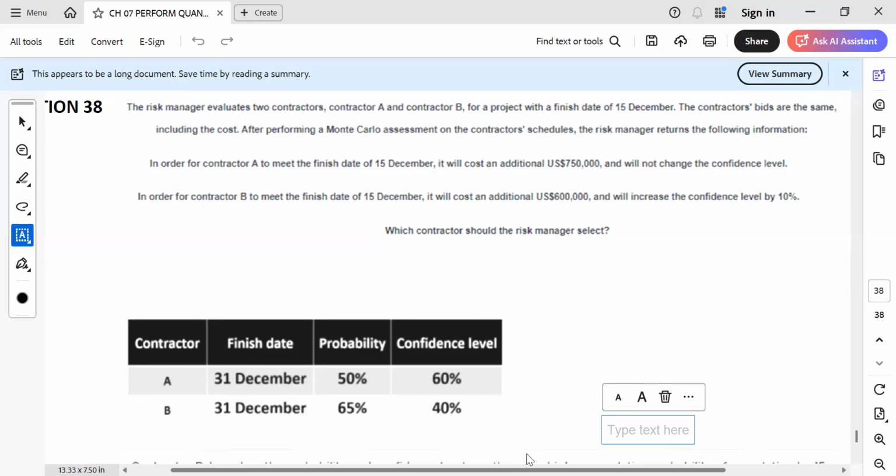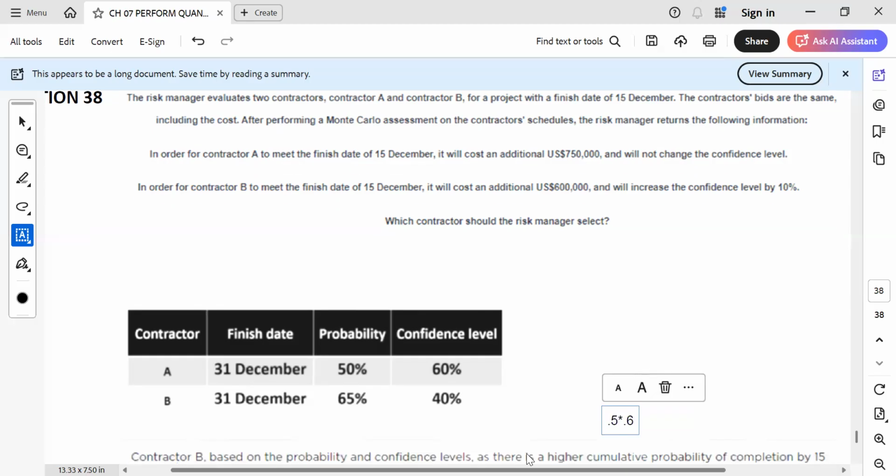So, how will we calculate? I have the probability for option A and option B, based on cumulative probability and confidence level: 50% probability and 60% confidence level. What will be the answer? Option A: 0.3, right? If we multiply 0.6 with 0.5, it will give 0.3, right? And for the second one, 0.65 multiplied by 0.4. Why 0.4? In the question, it says it will increase the confidence level by 10%.